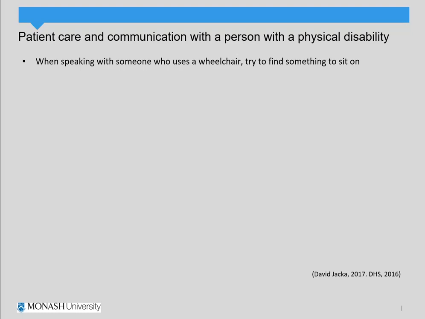Don't sit on the side of their wheelchair. Just grab a chair, sit down next to them, or sit down on the examination table so that you're around about the same height. Have a think about if you're sitting in a chair and someone comes and stands up over the top of you, it can seem a little bit intimidating.